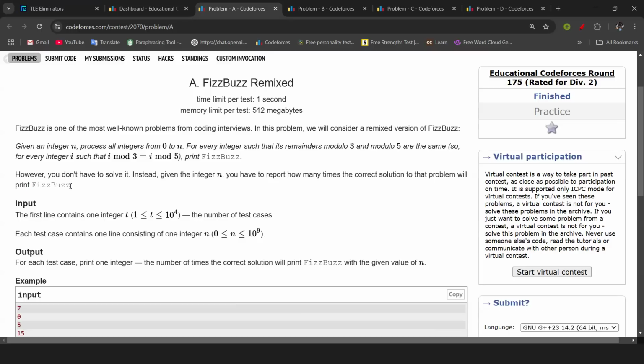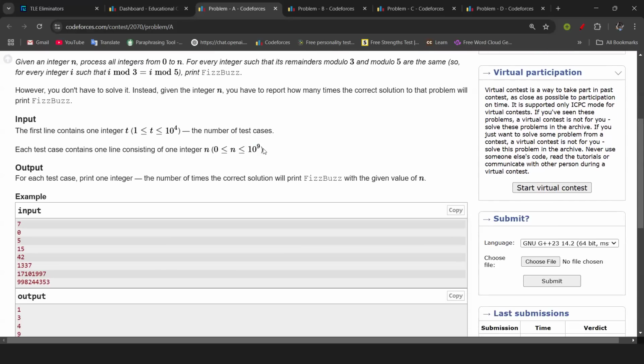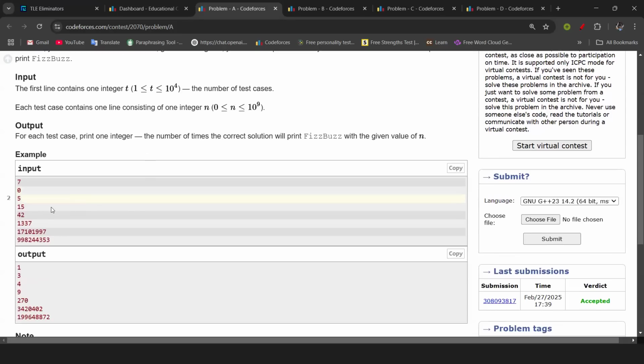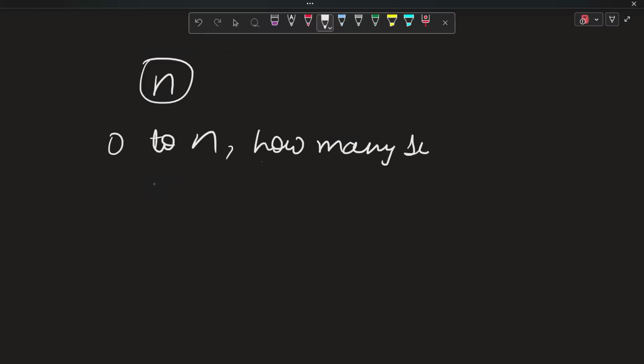Basically, you need to count from 0 to n how many such i there are so that i mod 3 is equal to i mod 5. That's what the problem is, and n can be up till 1e9. So you are just given an n, and you need to find from 0 to n how many such i satisfy i mod 3 equal to i mod 5. That's what the problem states.